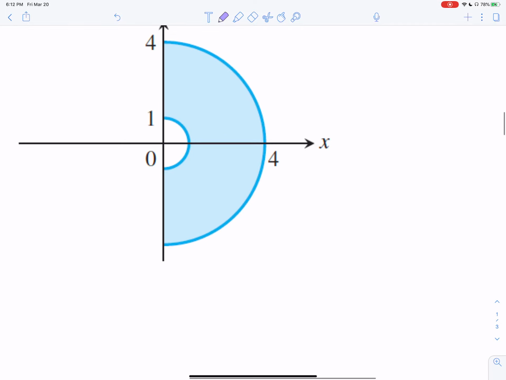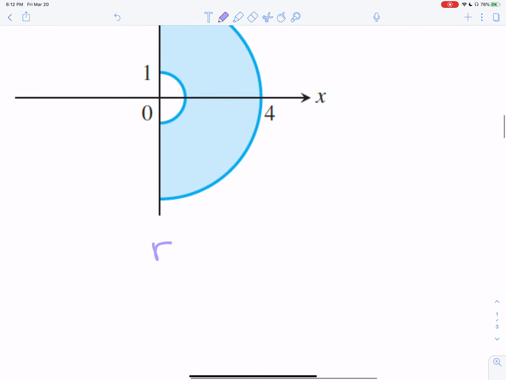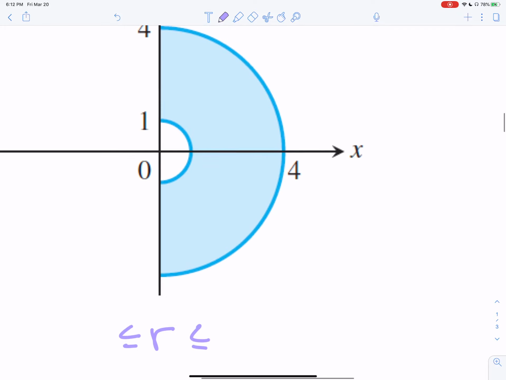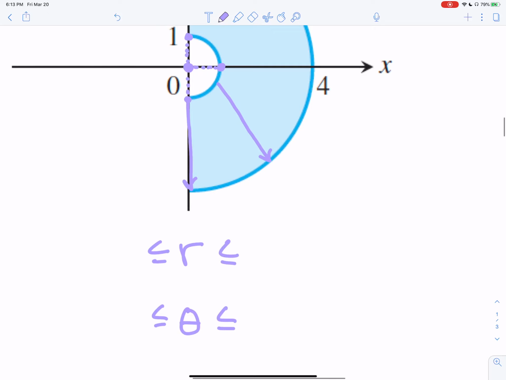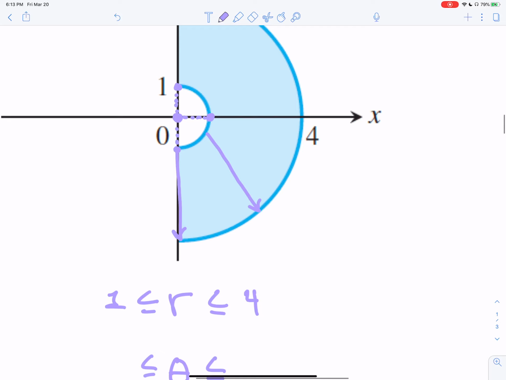Now let's look at this one. So we'll do r is between two things, and theta is between two things. So in this case, r does not start at the origin, right? Immediately at the origin, you are not in the region. You're actually not in the region until here, right? That's true all the way around. So it's from 1 to 4. And that's true here and everywhere. So you enter at a radius of 1 and you exit at a radius of 4.